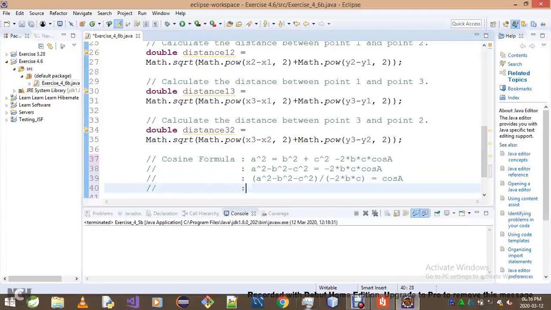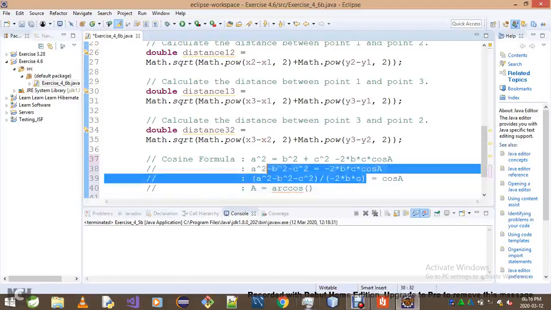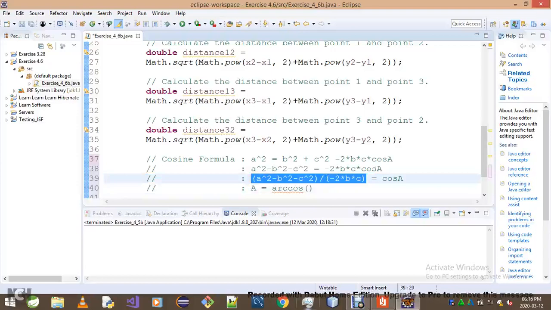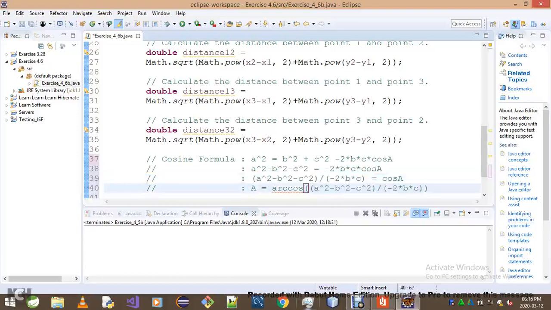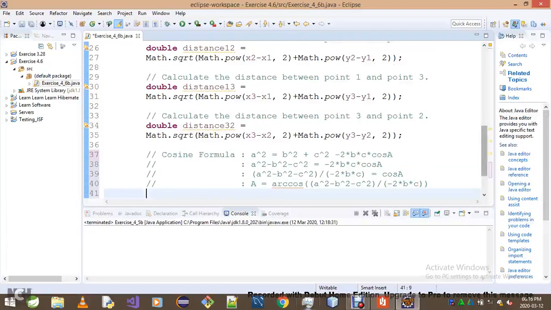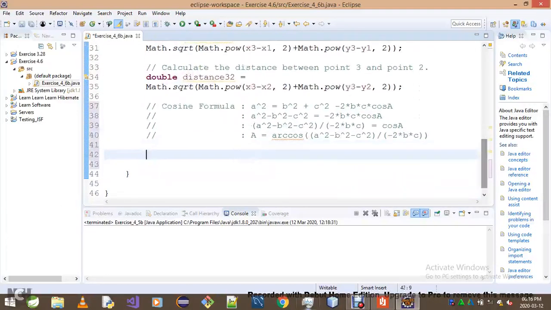Okay, once I'm done with that, now I've got to make A the subject of the formula. That is pretty straightforward. A is going to be arc cos of the whole thing. I hope people understand what's going on here. This is my first angle right here. Okay, so let's try to put that in our code.